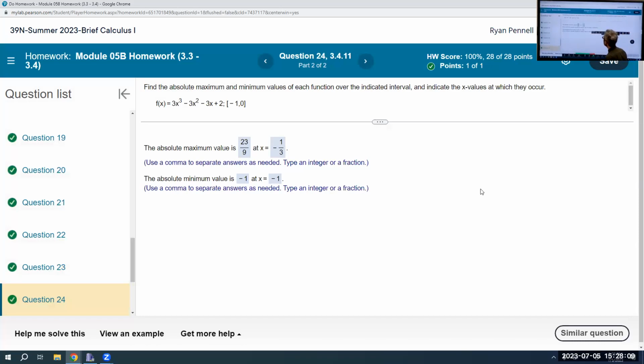So find the absolute maximum and minimum values of each function over the indicated interval, and indicate the x values at which they occur. So let's do that. What is f prime of x?